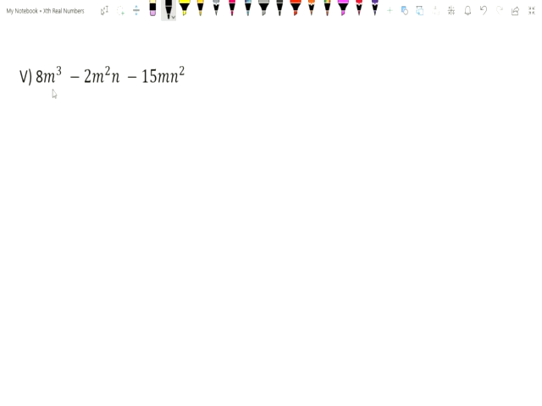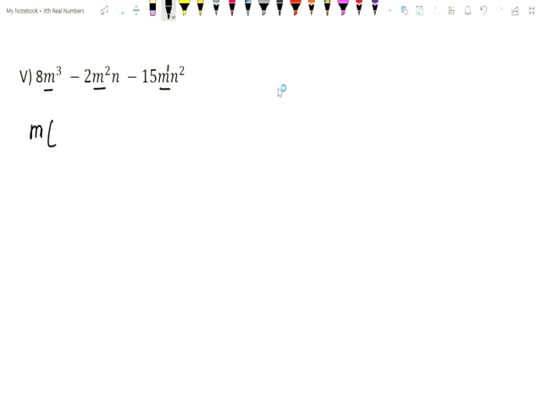8m cube minus 2m square n minus 15m n square. Here you see all the terms have m. In this, the least power is m power 1. Here the power is 2, the power is 3. So, the least power you take it out. So, m you take it out.